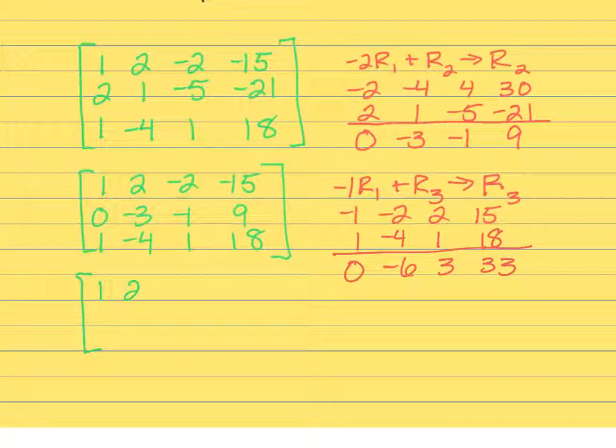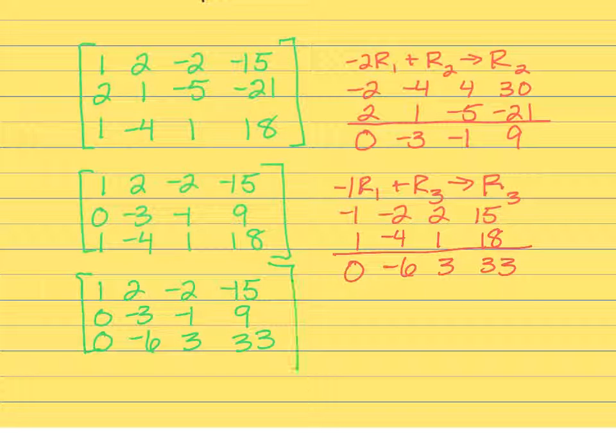So 1, 2, negative 2, negative 15, 0, negative 3, negative 1, and 9, and then this right here. Right? And that's my next equivalent matrix. I've got the 0 where I've wanted. I've eliminated that x sub 1 term. Now, I'm not committed to that because here's what I want to do to make my life a little easier.